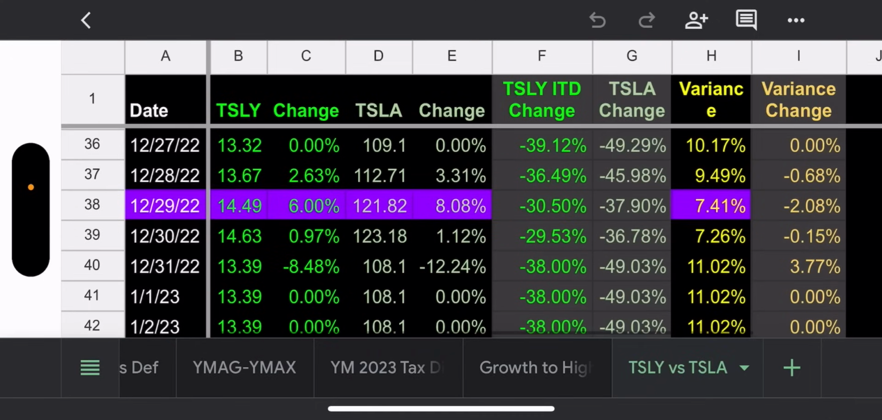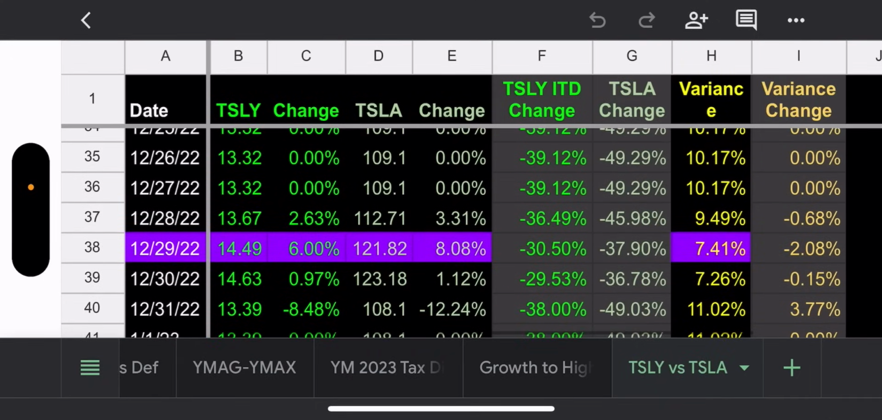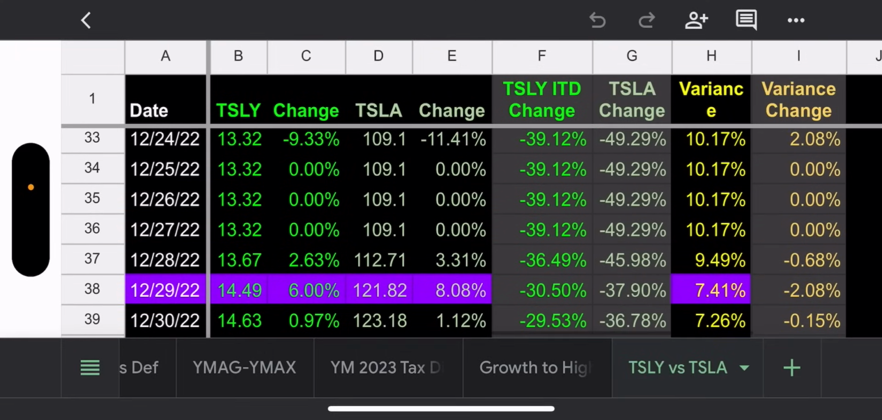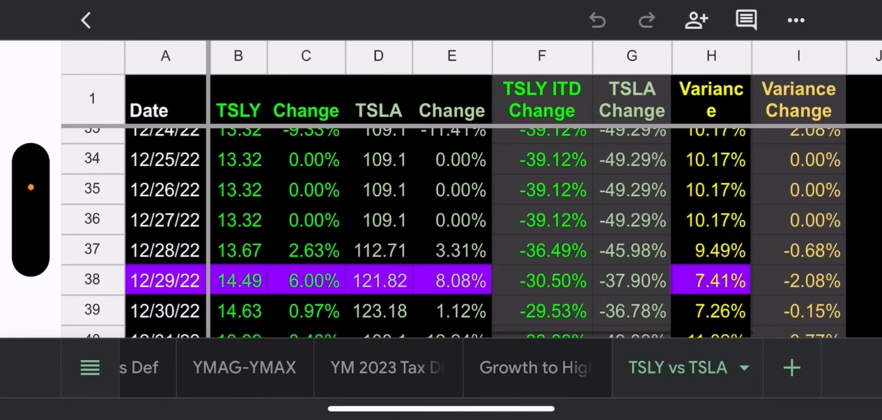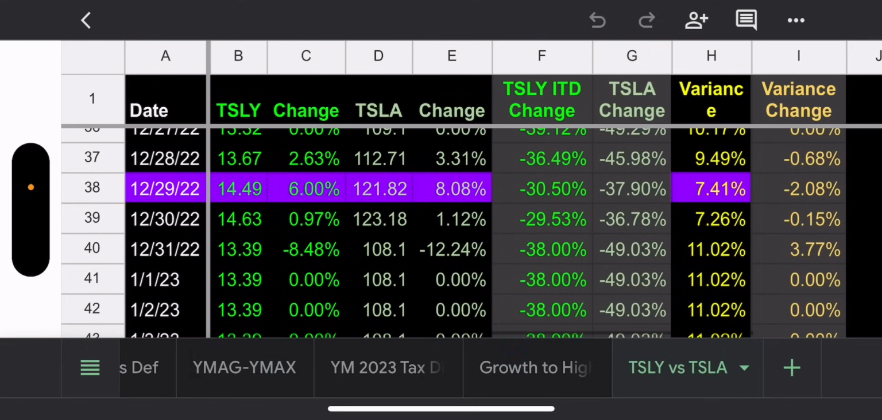Obviously, when they sell calls, they're not doing it, in most cases, far enough out of the money that we can get rewarded all of the income. If you look at December 28th even, they had a 3.31% gain. We only got 2.63%. So, all right, let's keep moving on.